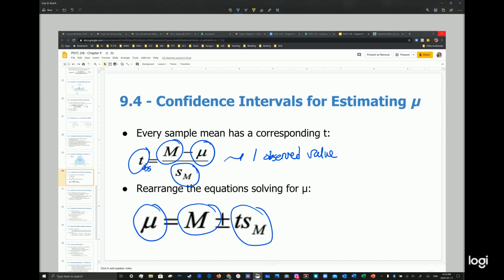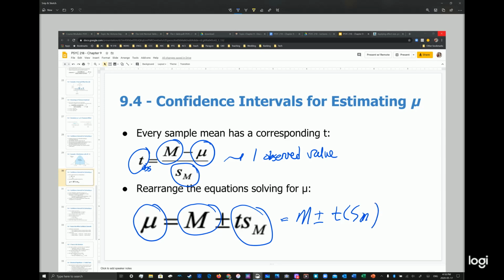So the population mean would have a confidence interval depending on what percentage you want, and that will determine your t values, plus or minus t times the standard error, where you have the sample mean plus or minus t times the standard error.